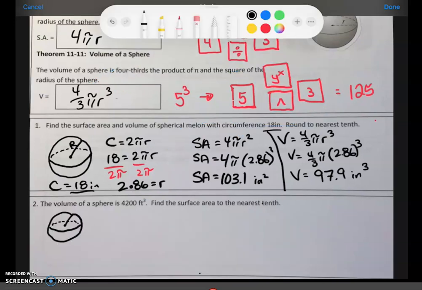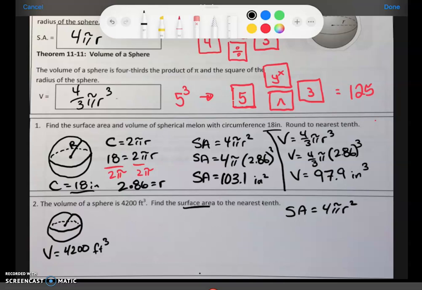Okay, and finally we're going to go to number 2, and we're going to really need your calculator here. The volume of the sphere is 4,200 cubic feet, and they want to figure out the surface area. Well, the surface area formula is pretty simple. It's 4 pi r squared. Of course, what we need is the radius. And we're going to work the problem backwards.